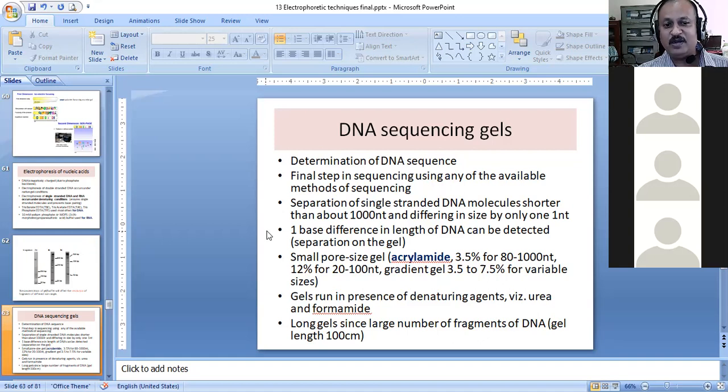Why the gel is longer? Because we should be able to resolve each and every different fragment of DNA. Is it right? Yes, sir.